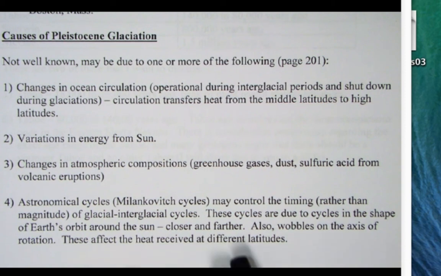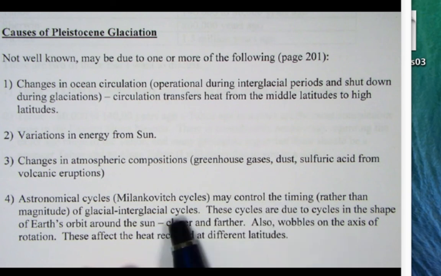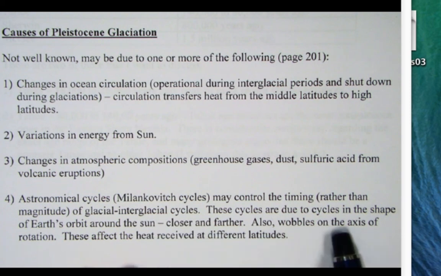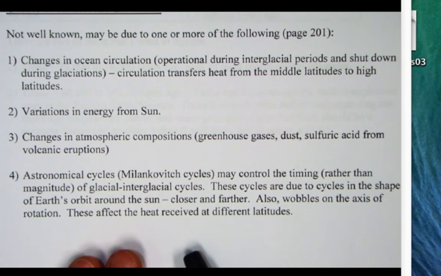But your book says that these Milankovitch cycles may control the timing of the glaciations, right? And these cycles are due to cycles in the shape of Earth's orbit around the sun, whether it's closer or farther, and also that wobbling of the axis, the rotation. And these affect how much heat is received at different latitudes. Remember, the key thing about solar radiation is the duration, how many hours.